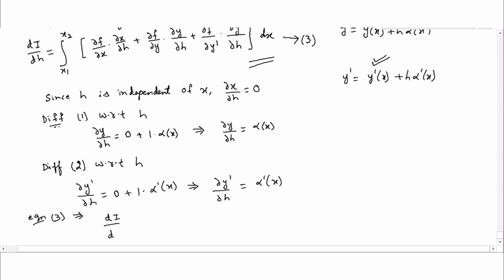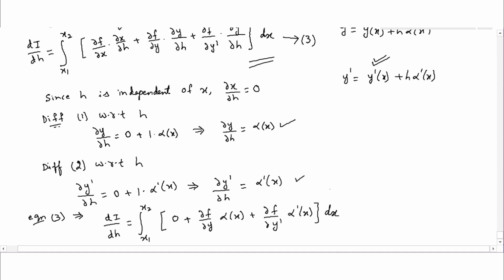di by dh is equals to integral of x1 to x2. First, because dou x by dou h is 0, 0 times dou f by dou x, the first term will become equals to 0, plus the second term, it is dou f by dou y as it is. We have got the value of dou y by dou h. What is dou y by dou h we have obtained just now? It is alpha of x, plus you have dou f by dou y dash as it is, into the value of dou y dash by dou h, which we obtained to be alpha dash of x. So all the values have been plugged in, times dx.